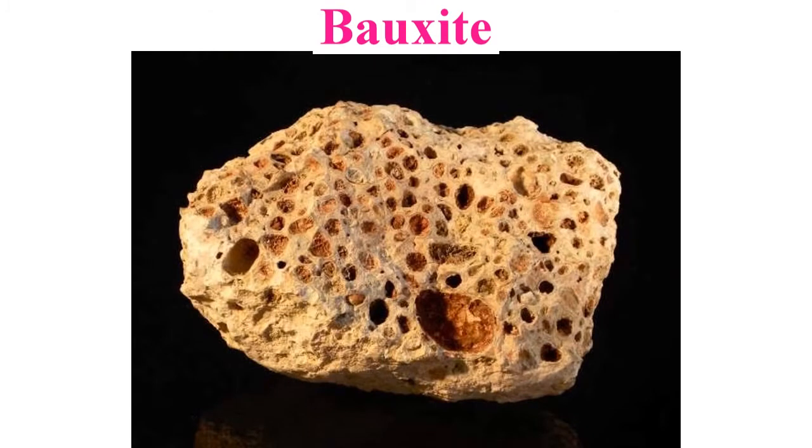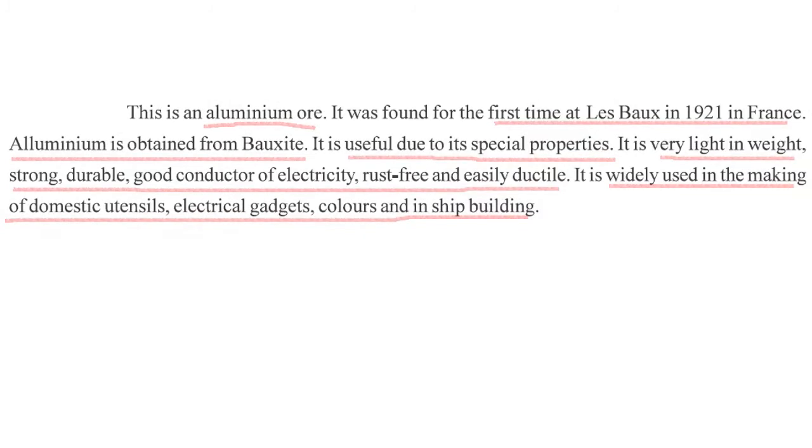Bauxite, and this is how the bauxite ore looks like. This is the aluminium ore. That means the bauxite is used to create aluminium. It was found in 1921 in France at a place called La Box. It means the box, and hence the name bauxite.